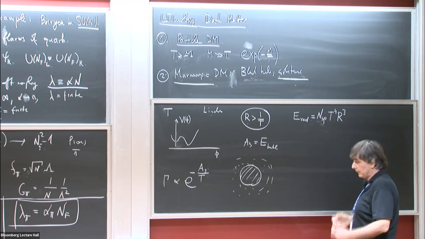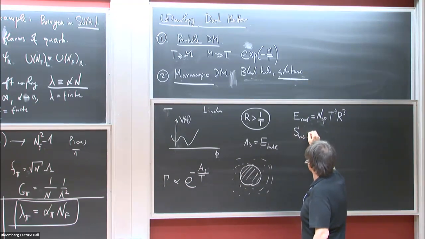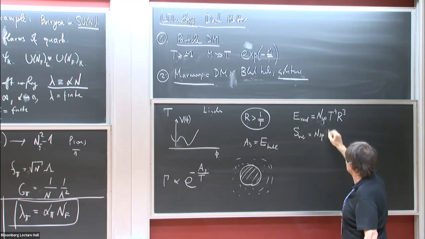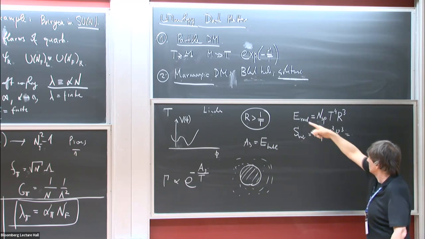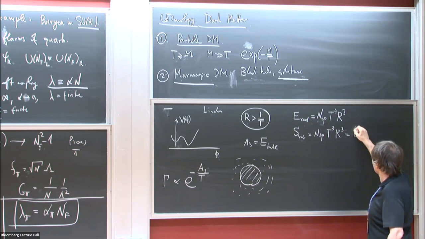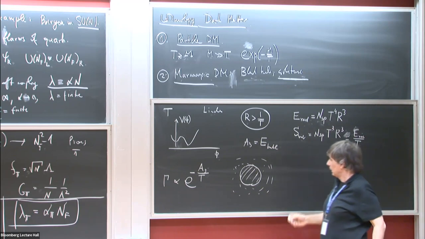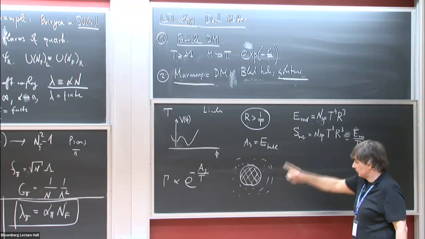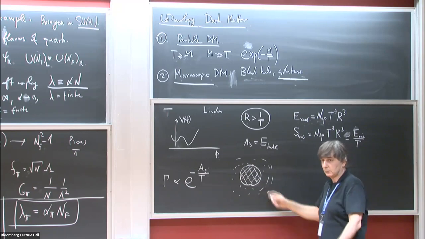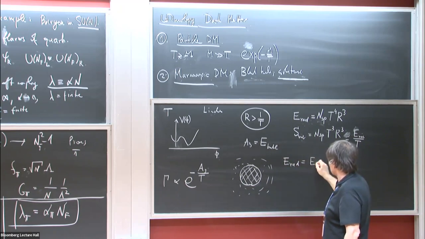At the same time, the entropy of radiation goes as the number of species, times T cubed, times R cubed. Notice that the entropy of radiation essentially goes as the energy of radiation divided by T. Now, in order for a bubble, for a soliton, to materialize, the energy of this radiation bubble should be equal to the energy of the soliton. So this gives a condition: E radiation is equal to E soliton.